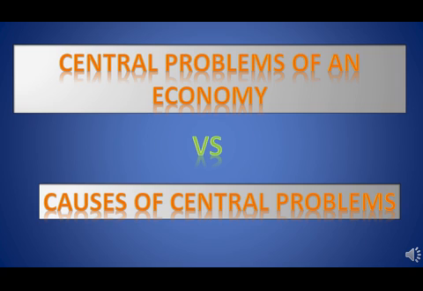We will start our discussion with central problems of an economy versus the causes that are responsible for the central problems. Many times students get confused between the two. Let us start with central problems of an economy. Central problems of an economy are divided into three categories: what to produce in what quantities, how to produce, and for whom to produce. Let us first discuss the problem of what to produce.